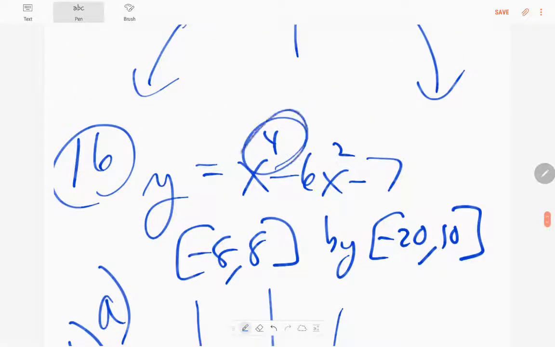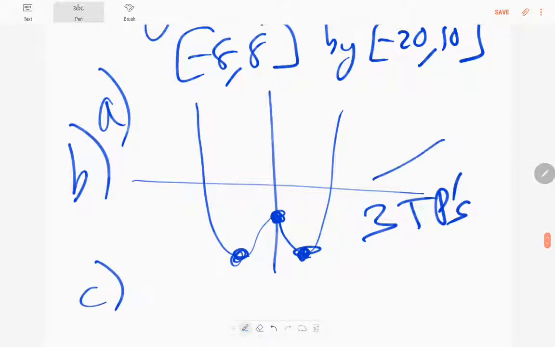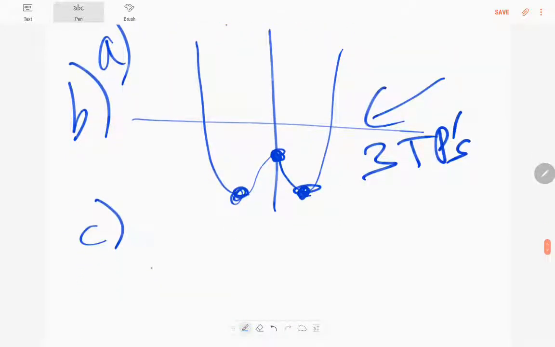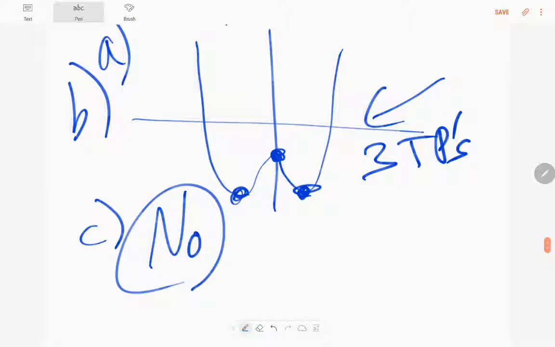Well, the answer is no, because remember, the degree minus 1 is always the maximum number of turning points. So in this case, 3 is the max, and we've got all of them in our picture. So we can't have any more than 3. We've gotten them all.